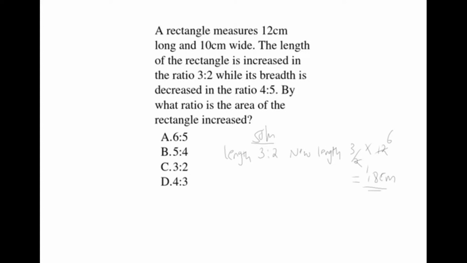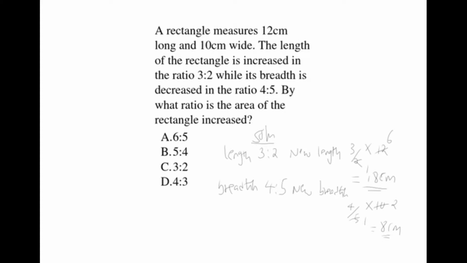Then we have our breadth. Our breadth, we have been told, is decreased in the ratio 4:5. So to get our new breadth, we get 4/5 times 10. 5 into 10 is 2, 4 times 2, we get 8 centimeters. So that is our new length and breadth.